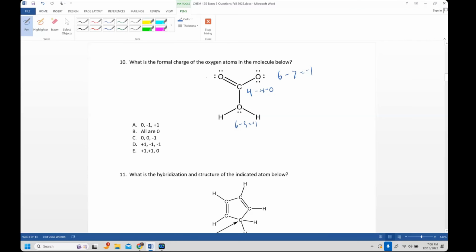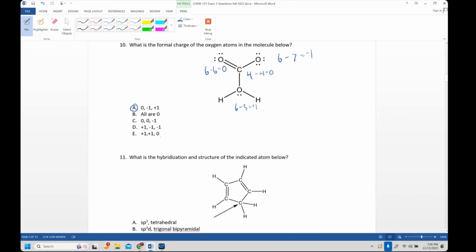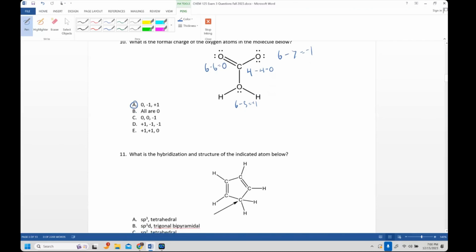Now, what is the formal charge of the oxygen atoms in the molecule? Now, this is a poorly written question, because obviously we should number these oxygens, since you don't know which one's asking for what. But we know that the top left one has 6 dots, so 6 minus 1, 2, 3, 4, 5, 6. That's 0. So we have 0, -1, and +1. So that's probably the answer. Well, that's actually the answer. Yeah, that's the only combination that's correct.